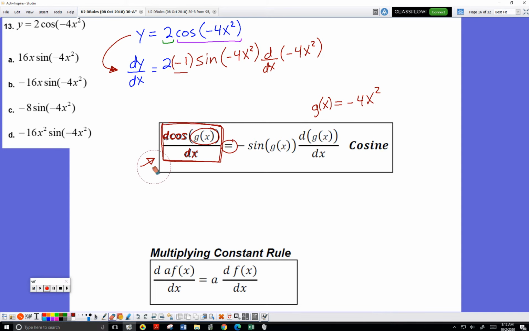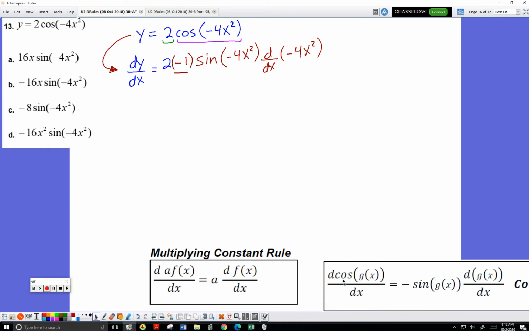Next thing I would do, so pull these rules out of the way. The next line I can also do a little bit of skipping. So I go, let's see, we'll call it y prime now just so you get used to different symbols. 2 times -1 is -2. Sine -4x squared.